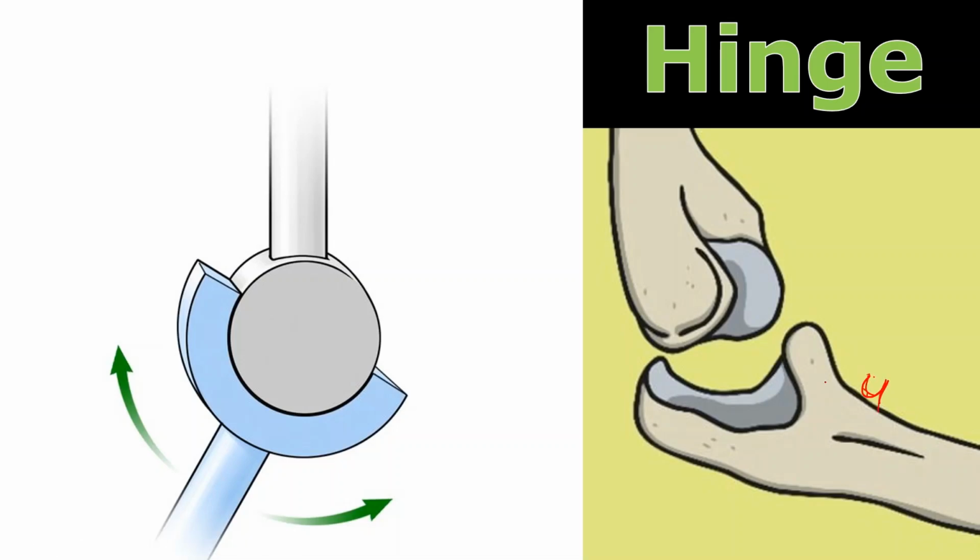I don't need to talk about its partner, but I see that trochlear notch of the ulna that's going to bite onto the trochlea of the humerus here. So what we're seeing is the elbow joint, and it's a classic example of the hinge joint.